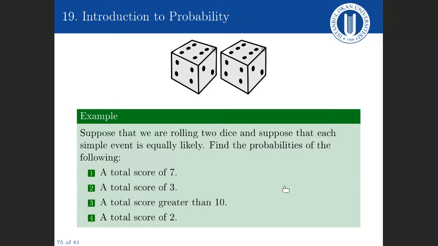Again, let's suppose we have two dice, and let's suppose that each simple event is equally likely. Suppose that the dice are fair dice. Find the probabilities of a total score of 7, a total score of 3, a total score greater than 10, and a total score of exactly 2. These are the same events that we talked about earlier.